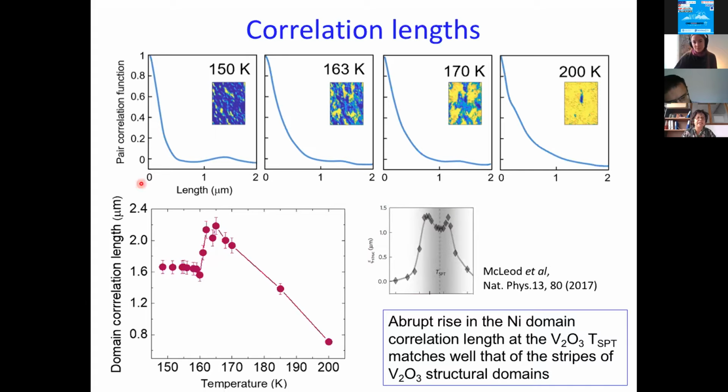And again, the difference between looking at the nickel or looking at the vanadium oxide is that the nickel has a tendency by itself to grow in larger domains. Of course, magnetostatics also wants to win to some extent. But we see this abrupt rise in the correlation length, and it matches well that of the stripes of the structural and also conductivity domains.